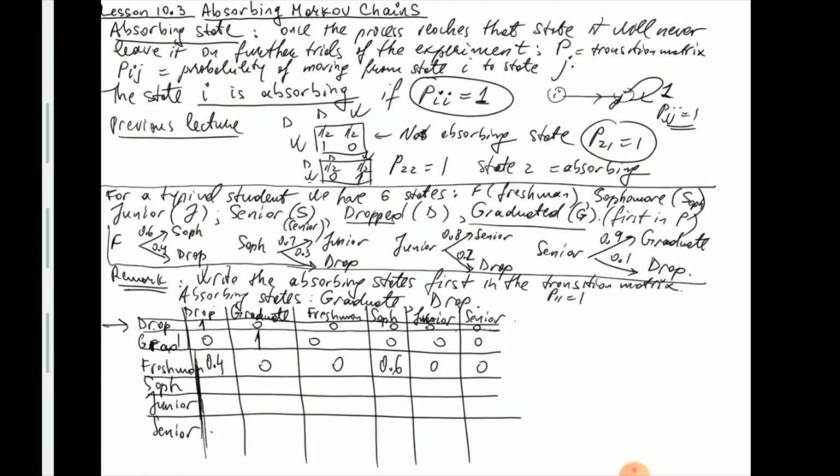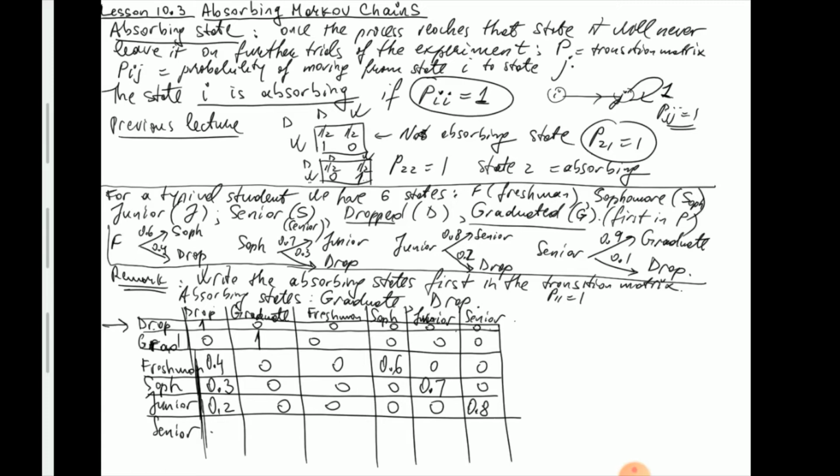From sophomore, we can move to junior with probability 0.7, or from sophomore you can drop with probability 0.3. And again, all other transitions should be 0. What happens from junior? Well, from junior we can advance to senior with probability 0.8, or from junior you can drop out with probability 0.2. And again, all others are 0.